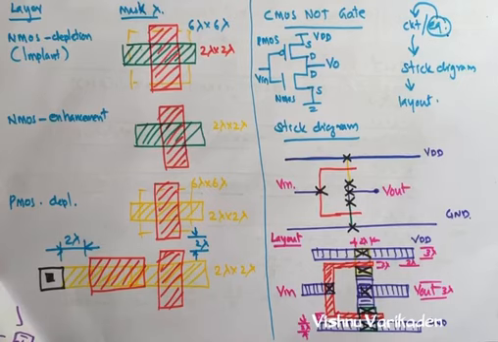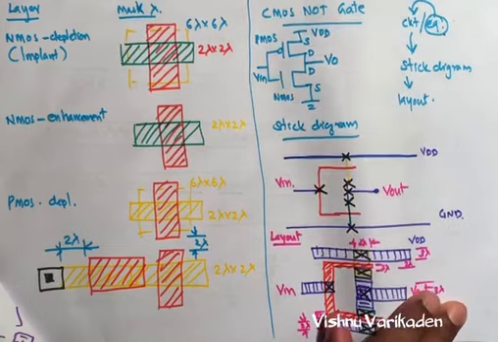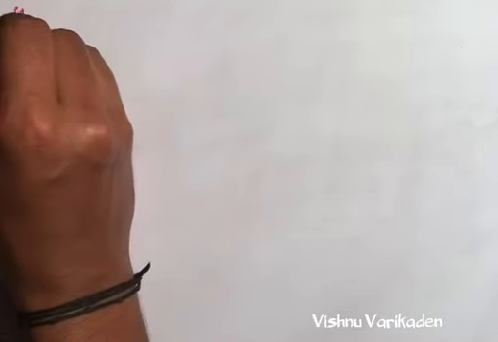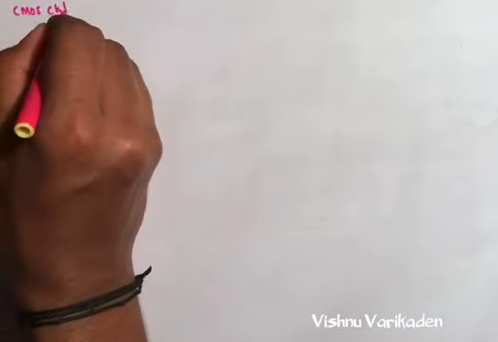So now we can make some of the circuits. So how to write, or draw, or design the CMOS circuits, and how to draw the stick diagram and the layout. So moving to the topic, how to design the CMOS circuits.